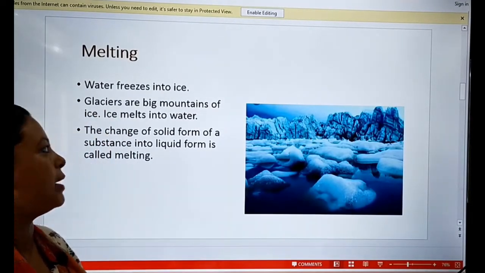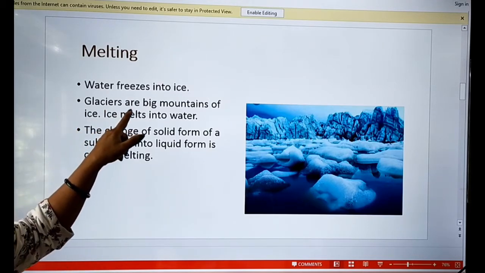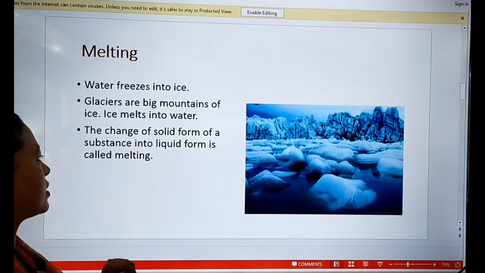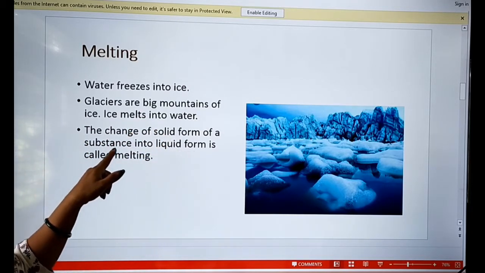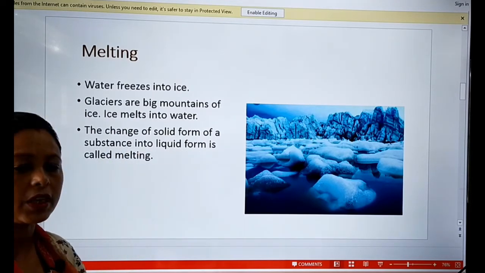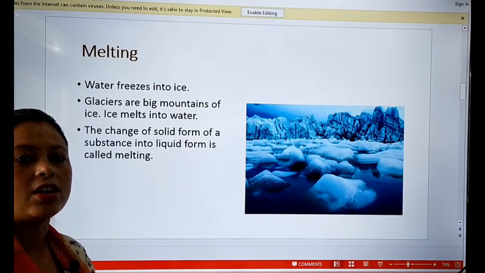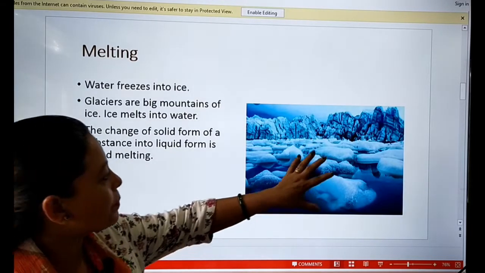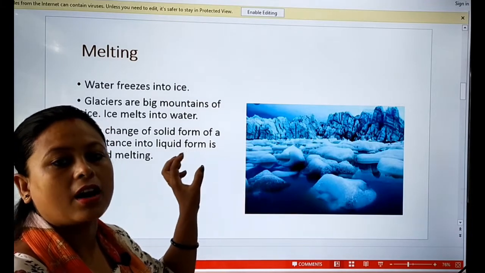Next one is melting. Water freezes into ice. Glaciers are big mountains of ice. Ice melts into water. The change of solid form of a substance into liquid form is called melting. Melting means when a solid form of water melts and turns into liquid form. So you can see the picture. These are glaciers, big mountains of ice.